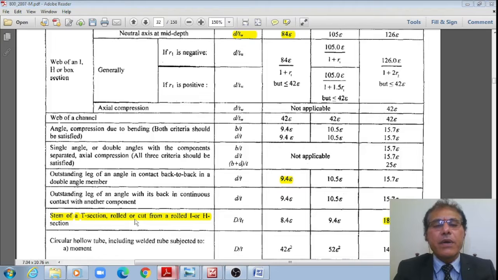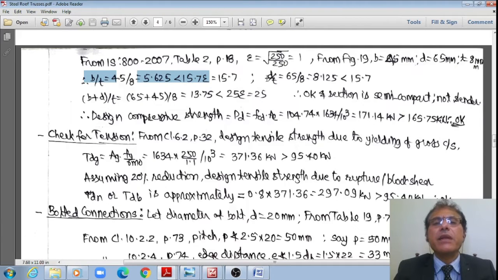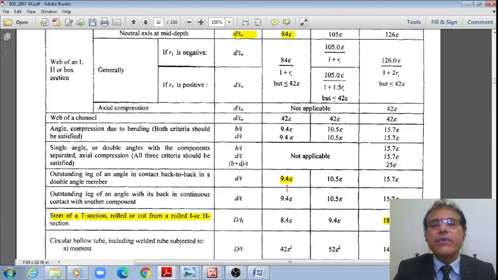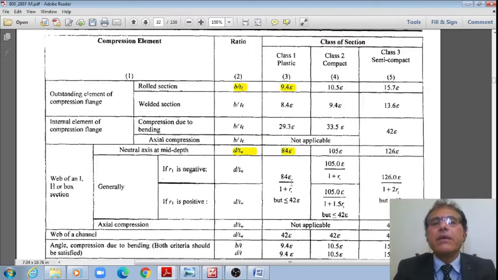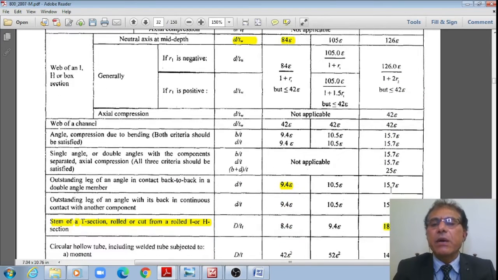However, now let me also check along the depth direction. Along the depth direction also, d by t is equal to 65 by 8. It works out, say, 8.125. 8.125 is much less than, once again, this first 9.4. Therefore, even along the depth it is a plastic section. Obviously, it is much less than 15.7. Therefore, it will not be called a slender section.